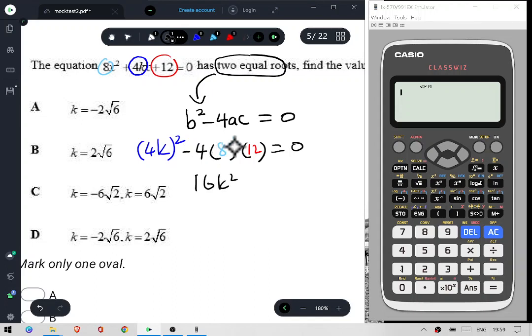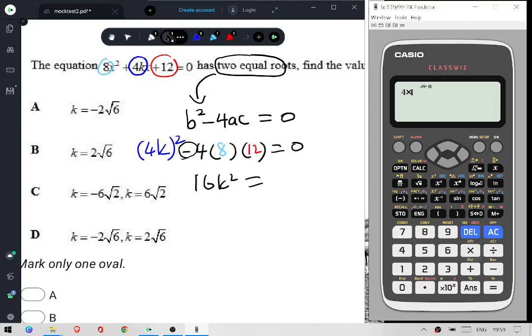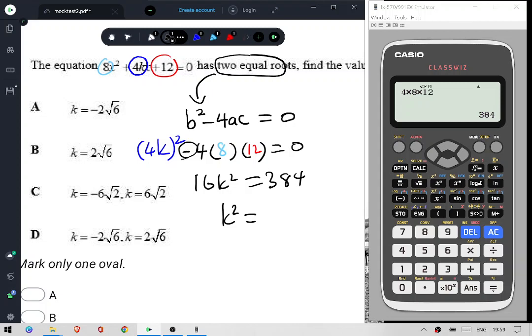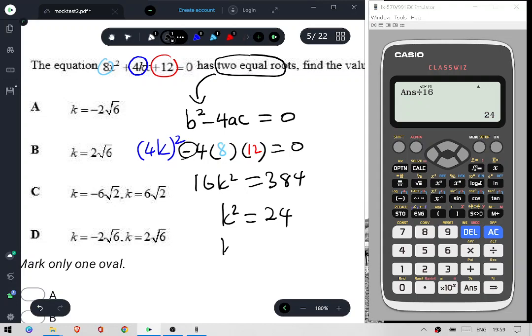Okay, this 4, 8 and 12 have a negative in front, but I'm going to bring it over to the right hand side, so the value is positive. So what we do in the calculator, just multiply 4 by 8 by 12 to get 384. Clearly from here we can solve further for k squared by dividing 384 by 16 to get 24. So k equals plus minus square root of 24.